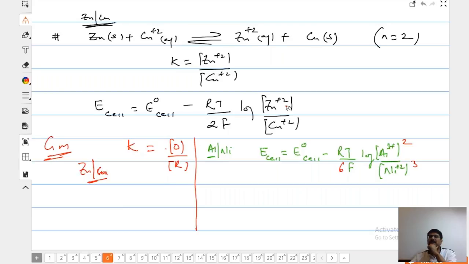Here no need to do anything because the powers were the same. So it is going to be n is equal to 2. That we have learned somewhere else, how to calculate n. Clear?